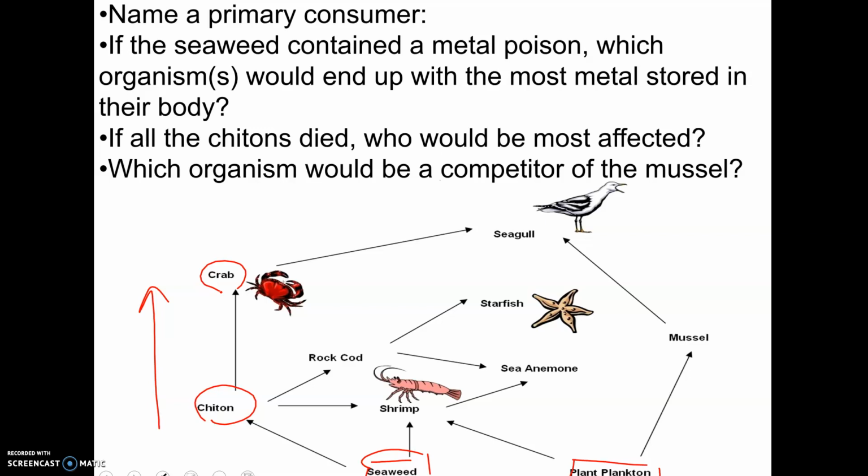So name a primary consumer. So the primary consumers are the ones who eat the producers. So remember, our producers are our photosynthetic organisms at the bottom. So primary consumers, there's a couple of them, but let's just include a couple of these. We'll include the shrimp and the chitin. Technically the mussel also. So shrimp, chitin. Again, you could have also said the mussel because they eat the plant plankton.